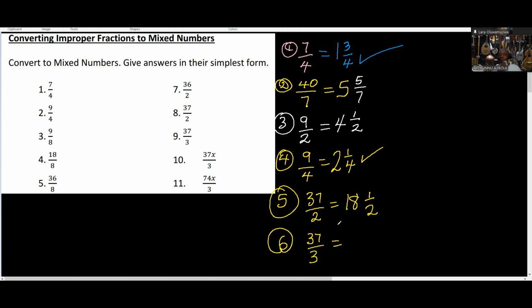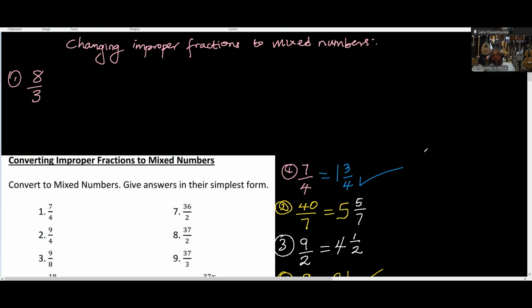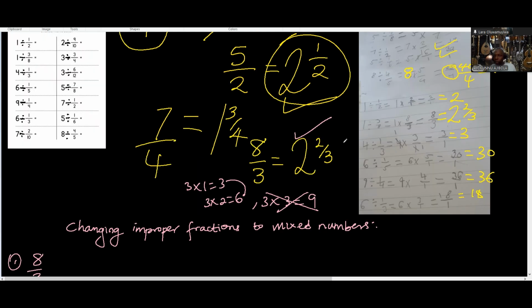3 times 11, 33. We're still below 37. So 3 times 12, 36. 3 times 13 is 39. 39 is above 37, so it's 3 times 12. How many times can 3 go in 37? 12 times. Remember the remainder, remainder 1 over 3. Is that clear? Okay, then back to what we were working with.